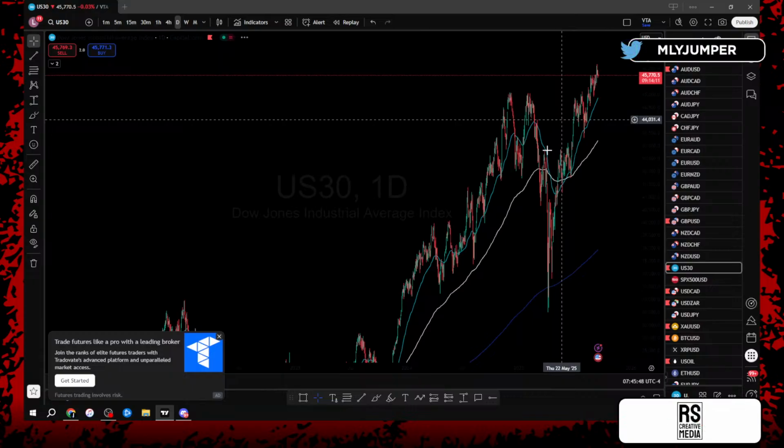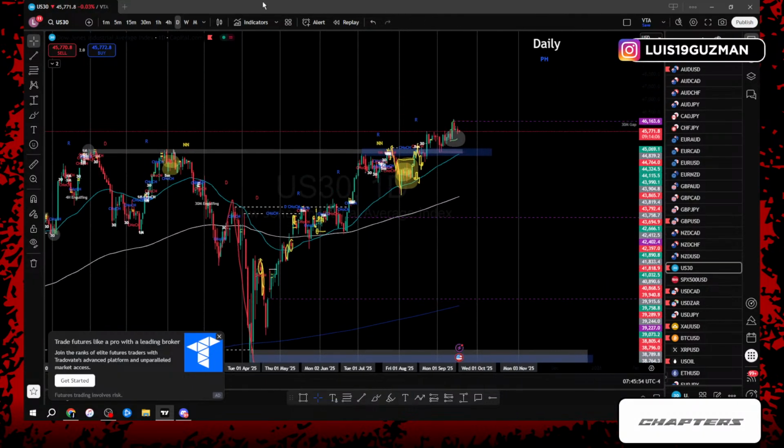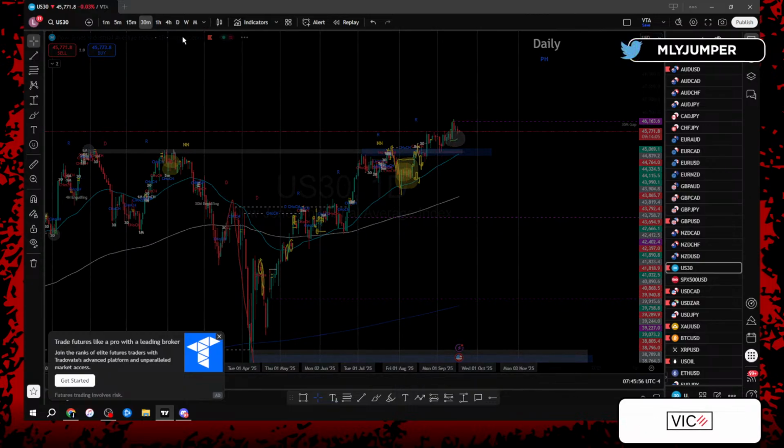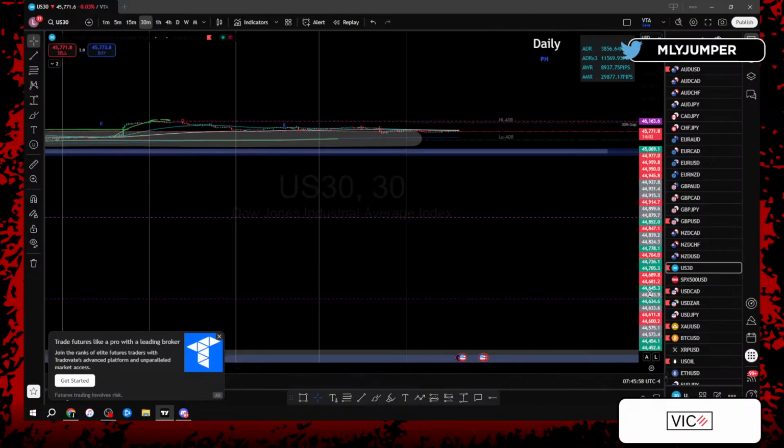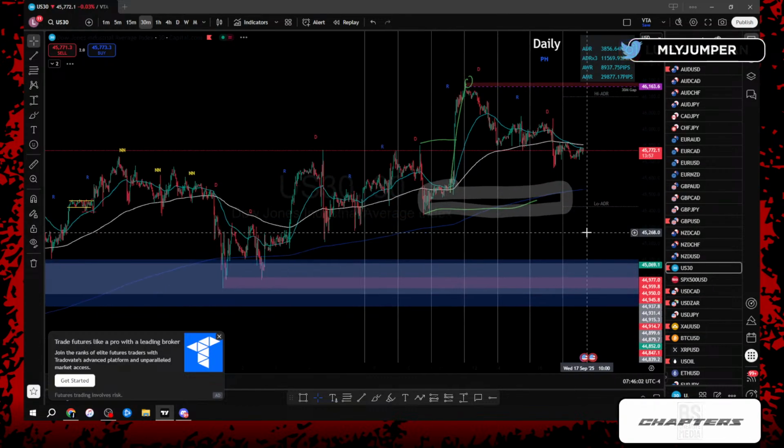US 30, we're in peak high territory. We're in the highest point in the market thus far. Not going to be trading US 30. We have gaps at the top of the market that price printed at the beginning of the week. We still have those gaps at the bottom.